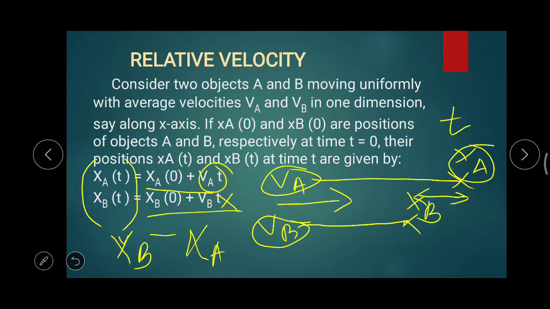So with the help of this equation, you can find the position of A and B at a time t, that is the value of XA and XB. Okay, where XA of 0 and XB of 0 are both 0, because the initial point we have considered is the same, the origin, that is 0. Now XA of t will be VA of t, since the first term is 0, and XB of t will be VB into t.